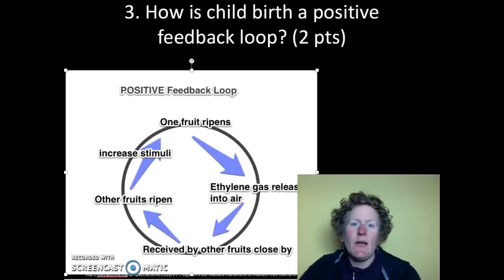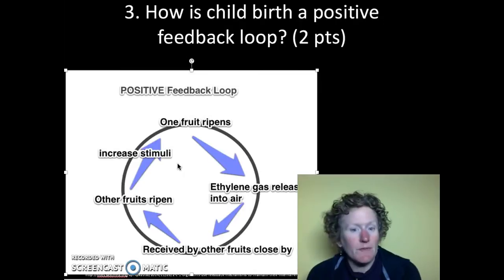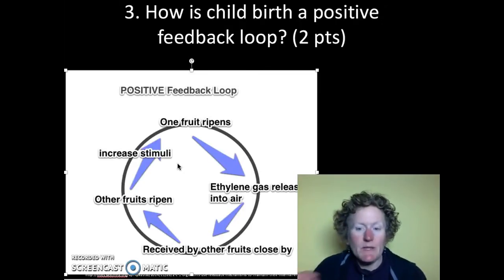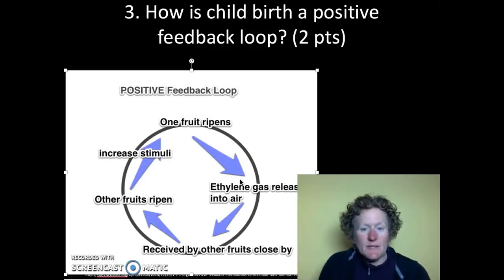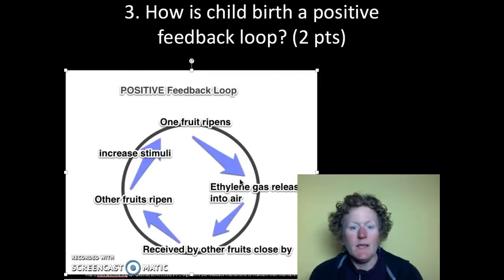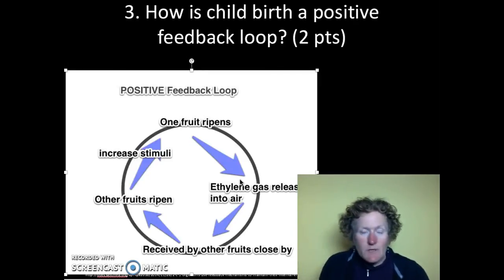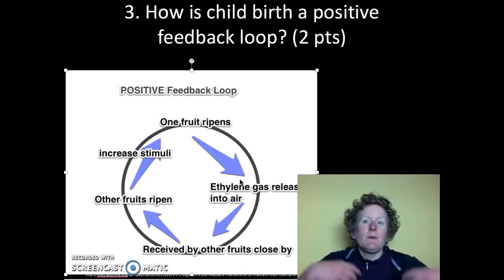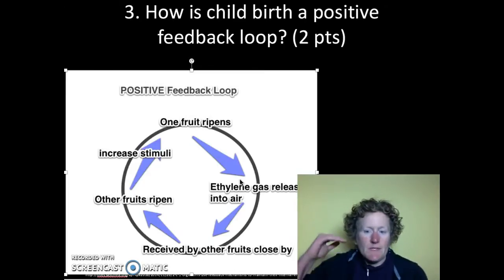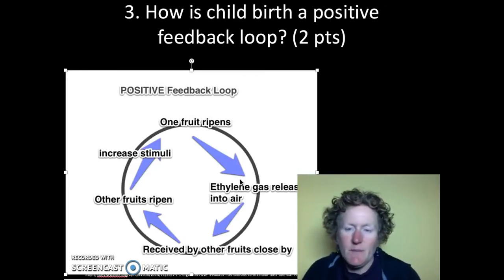In the video, it talked about how childbirth is a positive feedback loop. And this diagram here obviously is not a childbirth. It's a different positive feedback loop, but it's a good way to illustrate how amplification works. Ethylene gas is produced by, say, one apple on a tree. That signals another apple to produce ethylene gas. Now there's more ethylene gas being produced, which signals more apples to be ripening, and those ripening apples produce even more ethylene gas. So the response keeps going up and up and up, and that's a positive feedback system.